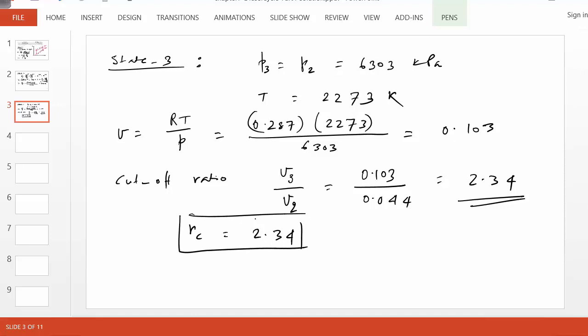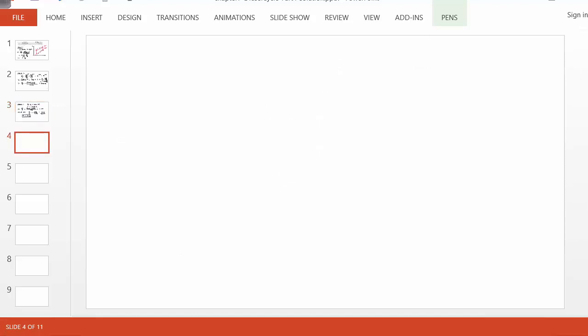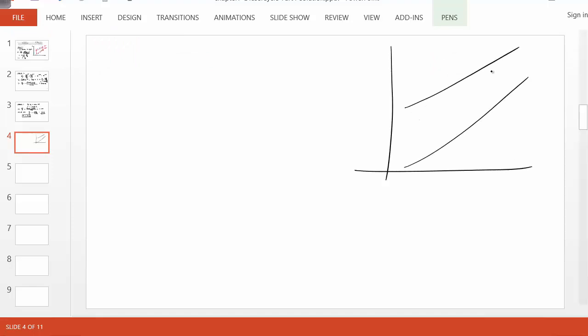Now to find state 4, which is isentropic to state 3, notice that we can use the isentropic relationship again, but this time it's a little bit complicated for the diesel cycle because one of the lines is constant pressure and the other line is constant volume in this diagram.